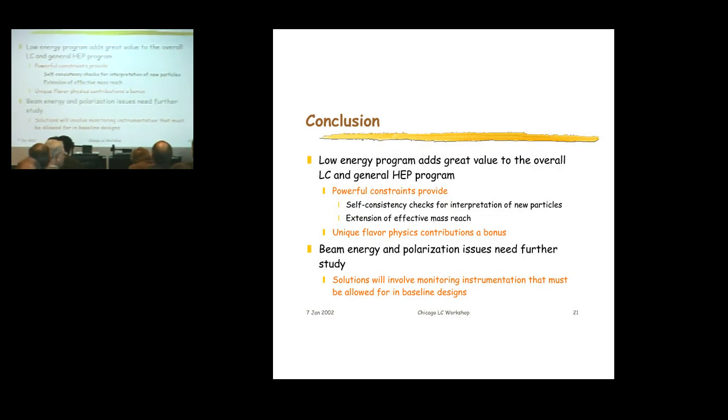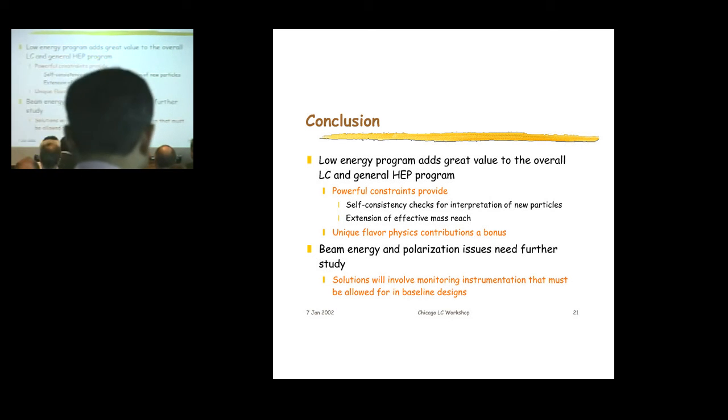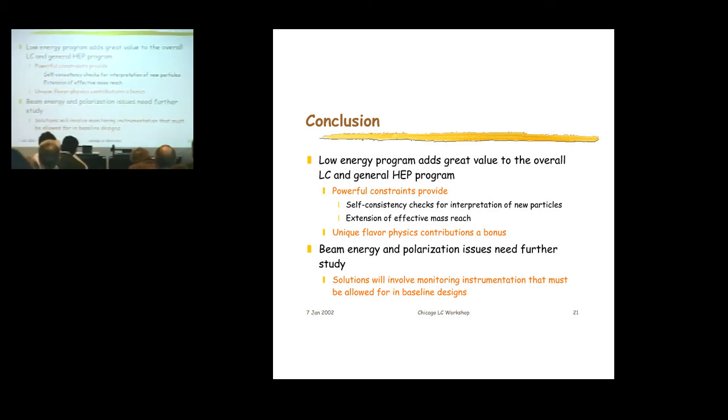So in conclusion, I really think that the low energy program adds great value to the overall linear collider and to the general HEP program. It gives you much more powerful constraints that are useful for self-consistency checks, for interpretations of new particles. It gives you much more effective mass reach through radiative corrections, and the tighter you can get those constraints, the better. And unique flavor physics contributions would come along as a bonus.